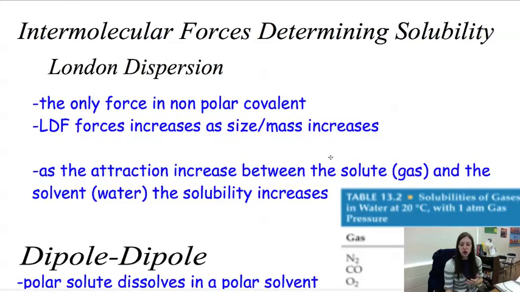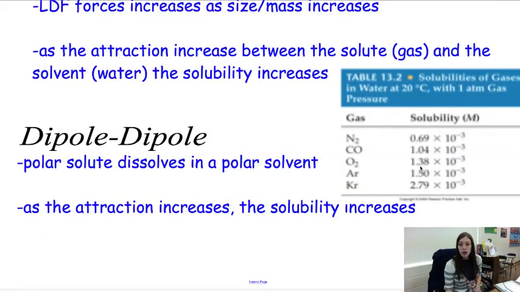And so we look at this chart you have in your notes, and notice how my numbers get bigger. Now that means my attraction should be getting bigger. Krypton, we see, is heavier than argon, heavier than oxygen, heavier than nitrogen, which would make sense because my London dispersion force increases as my mass gets bigger. So my mass gets bigger, the force of the attraction between two London dispersions gets stronger, and my solubility then starts to go up.